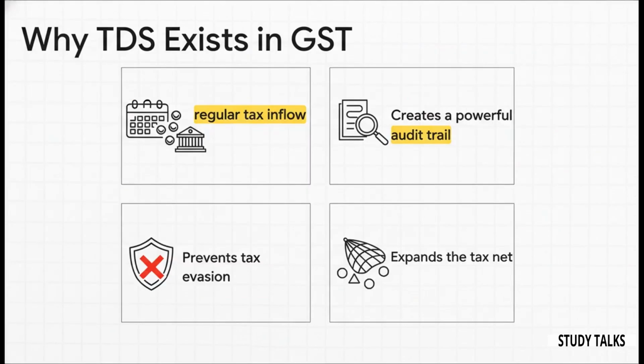So why do this? Well, there are 4 really good reasons. First, it gives the government a nice, steady stream of tax revenue. Second, and this is the really smart part, it creates a solid audit trail. The payment is recorded, the deduction is recorded, it's all there. Third, that trail helps prevent tax evasion. And finally, it helps pull more transactions and businesses into the formal tax system.